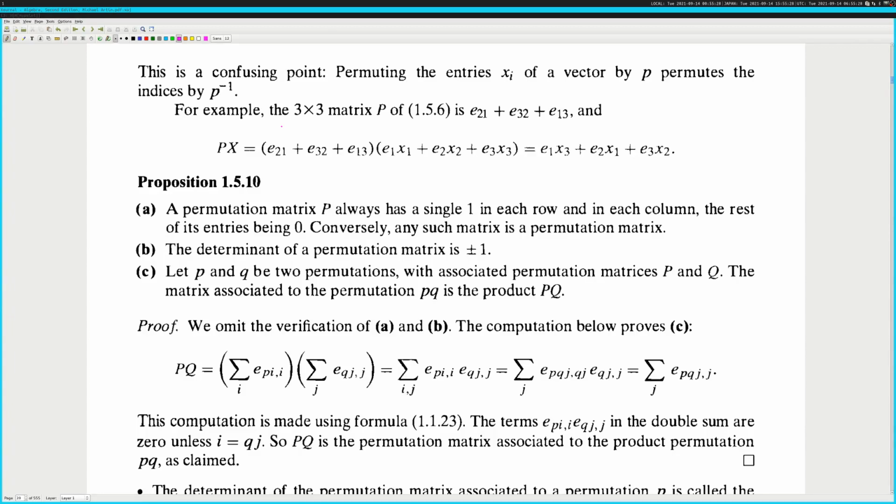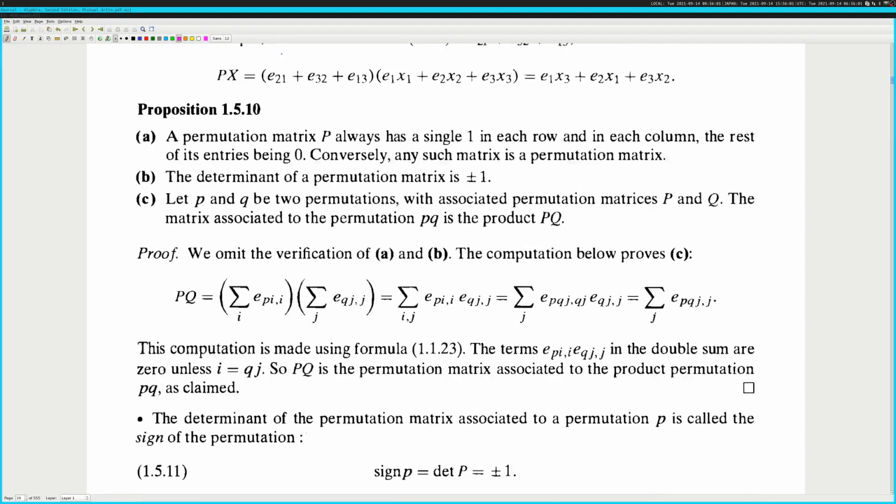Computation below proves C. I would say that any transposition, so the way I would prove that would be, there's a theorem which says that any permutation can be decomposed into a product of transpositions, and then you can write each of the transpositions as one of those elementary matrices, and that will give you that theorem.